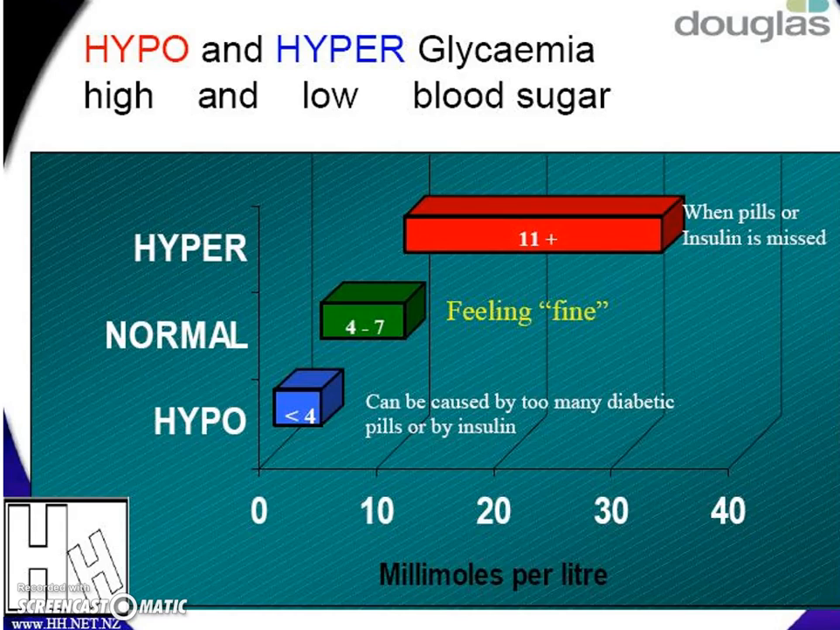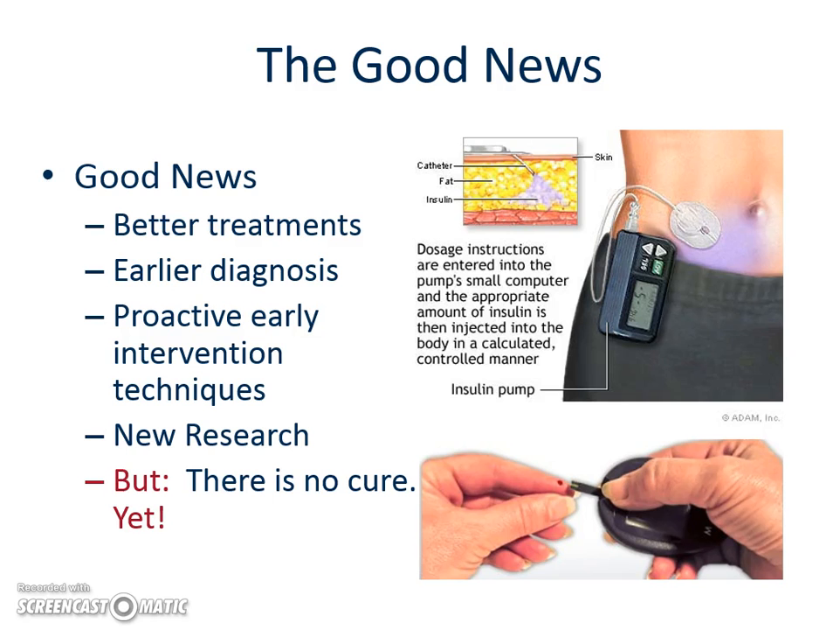And they do this by pricking their finger and checking their blood several times a day. And then if they have an insulin pump, it gives a steady release throughout the day. Not all pumps will actually detect that for diabetics. They still have to prick their fingers. So that's the good news, is that we're having better treatments. We're able to diagnose diabetes earlier using things like the A1C test. Proactive equals a healthier life and a longer life. And we're doing lots of new research. However, we still know that there's no cure for diabetes.